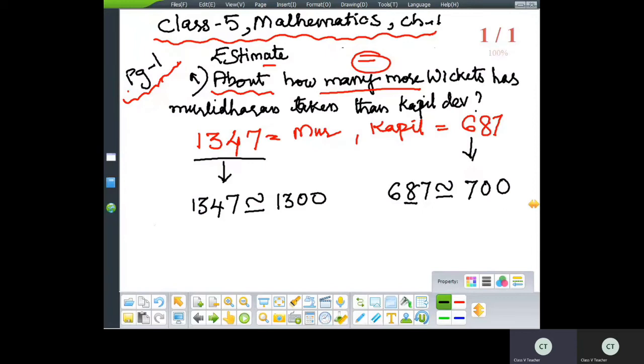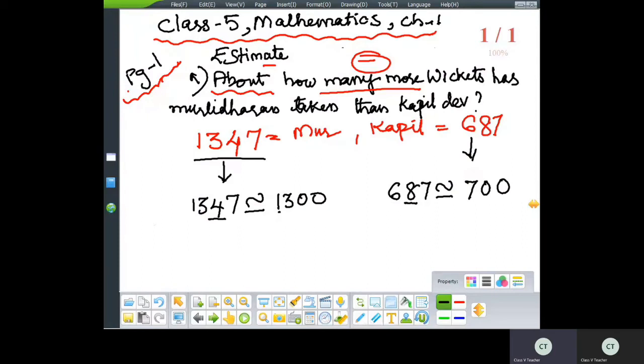And the next one is 1347. Rounding off to the nearest hundreds, again you will check the tens place. So the tens place is 4. 4 is less than 5. So 1347 lies in between 1300 and 1400. So the smaller side is 1300. Because 4 is less than 5, we will round off to the smaller side. Smaller side is 1300. Got it, children? How we got the answer?